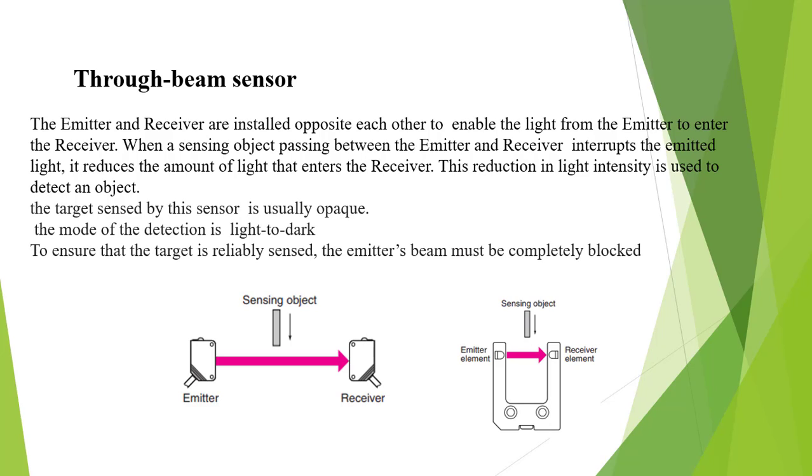Okay, these two, emitter and receiver, make up the through beam sensor. This one is very popular. Some people say to use this one for servo motion control. I have never seen this one.